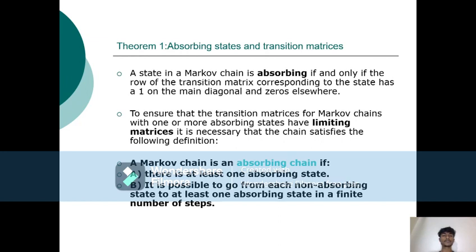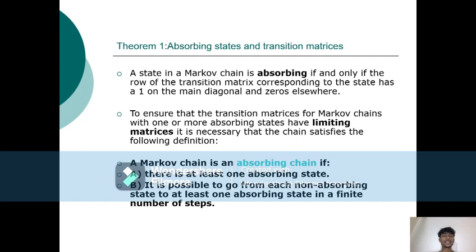First theorem, absorbing state and transition matrix. A state of a Markov chain is absorbing if and only if the row of the transition matrix corresponding to the state has a 1 on the main diagonal and 0 elsewhere.